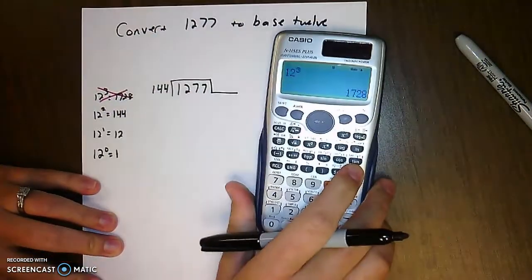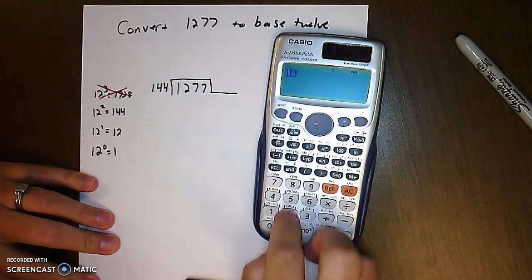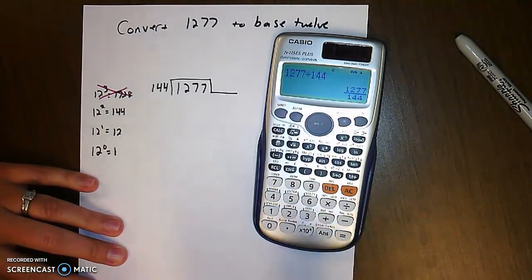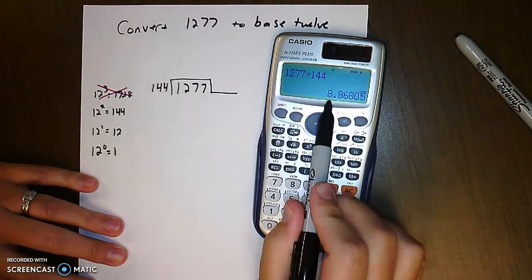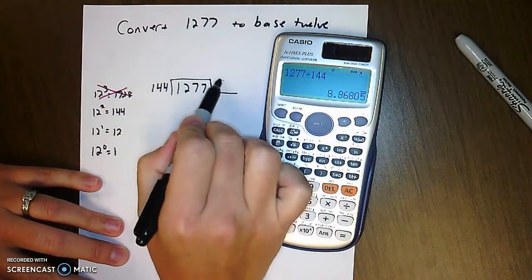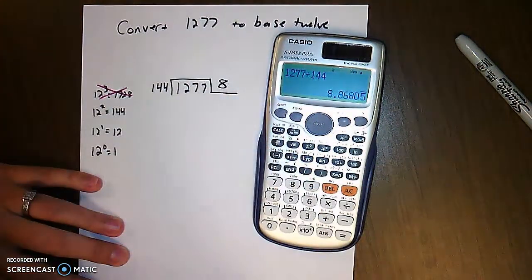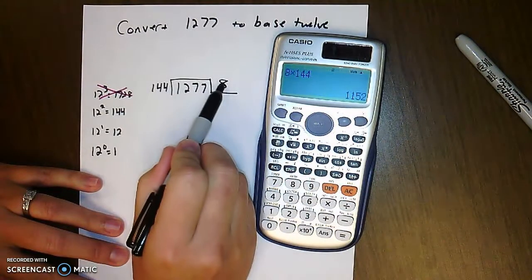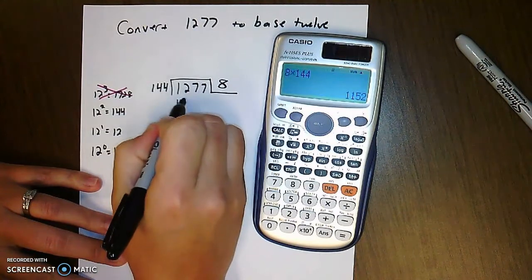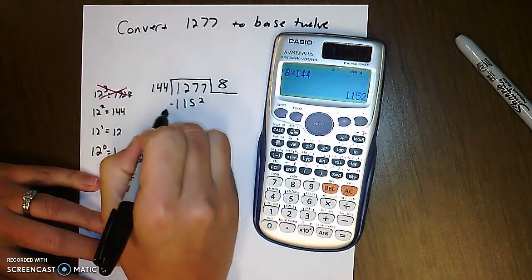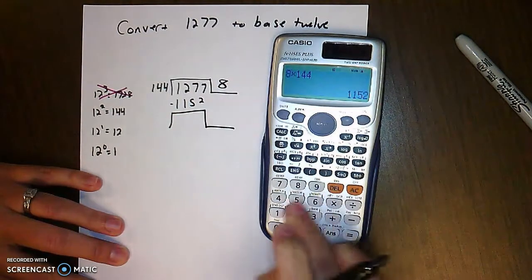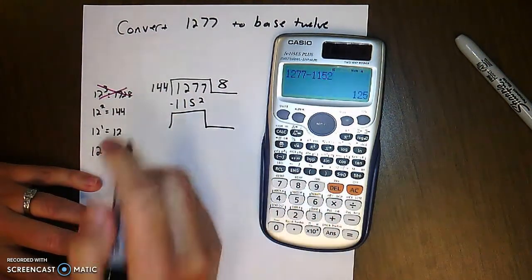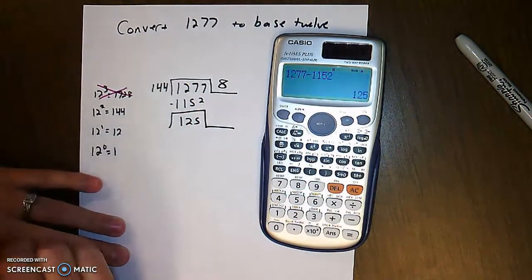Now, this one's not as easy to do in our head, so let's do our 1277 divided by 144. And I'm just going to pay attention to the 8 there, okay? I know it's 8 and some change, but we're only interested in the 8. So when we do 8 times 144, I get 1152, and that's what I need to subtract.